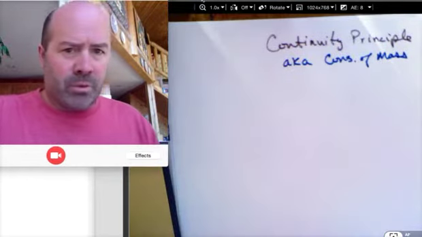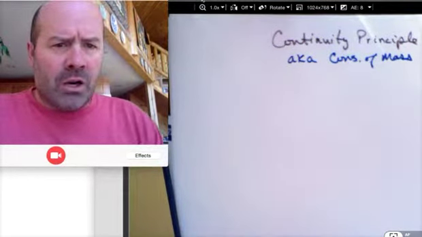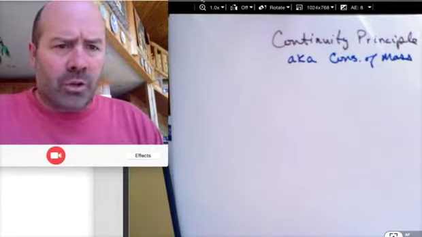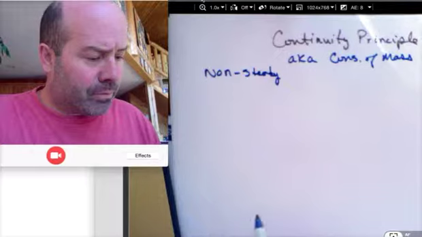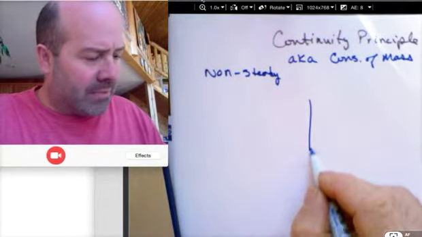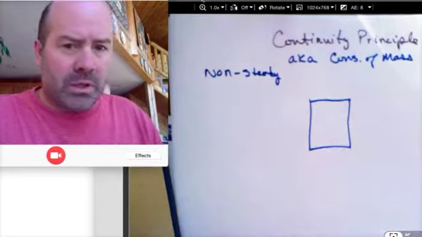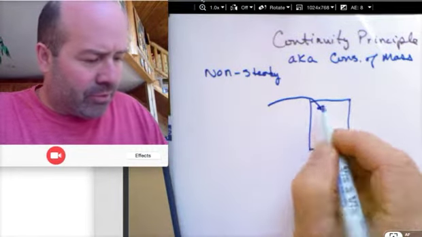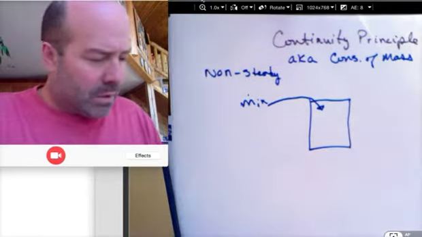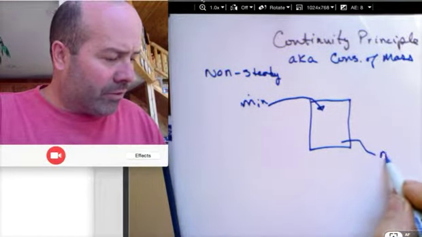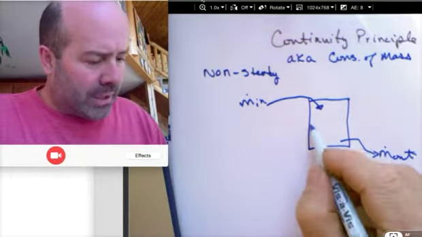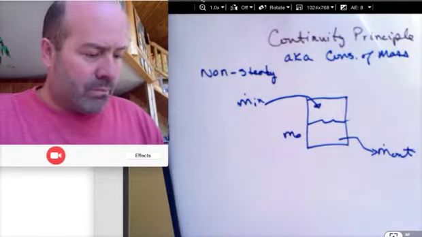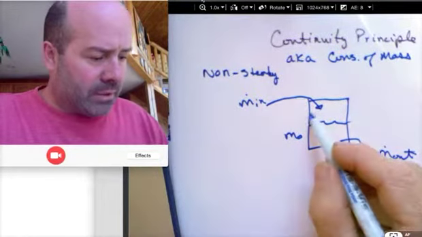I'm going to show you the continuity principle in a variety of ways. I'll start with a non-steady state. What that means is that mass can accumulate or deplete. So in non-steady state, maybe I've got this tank and I have some mass flow in, and sometime later I have some mass flow out, and I had some initial mass, and at the end I've got some final mass.